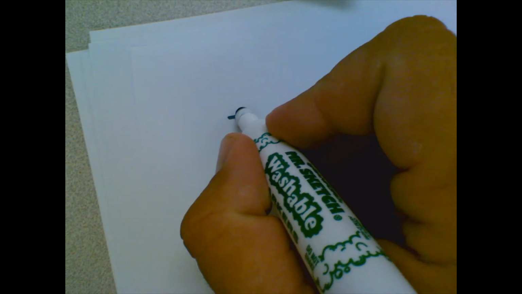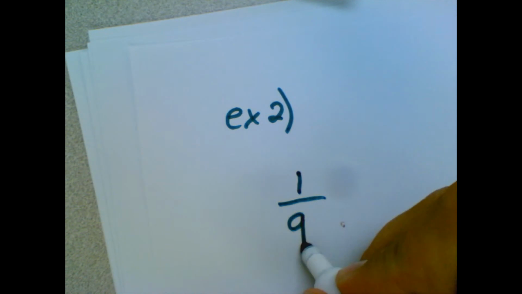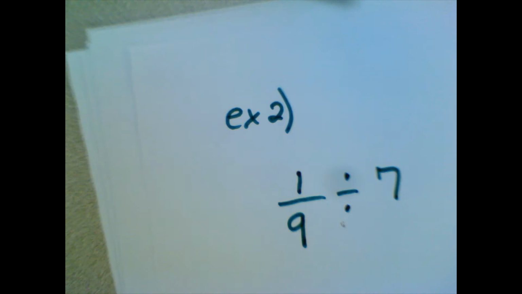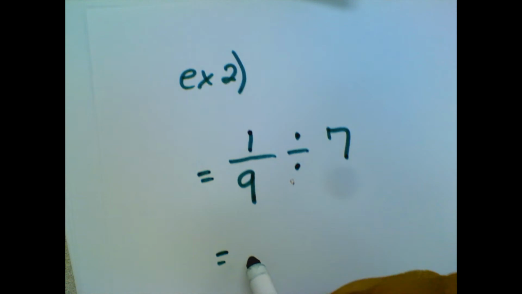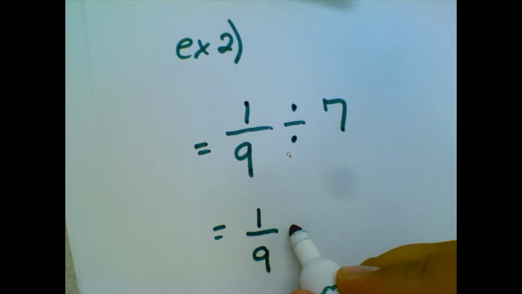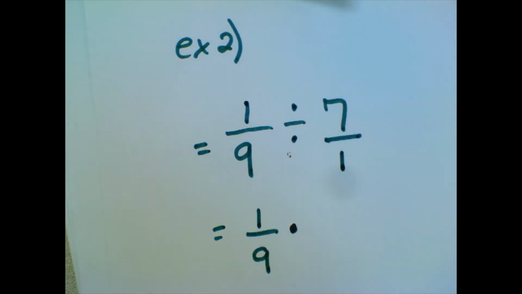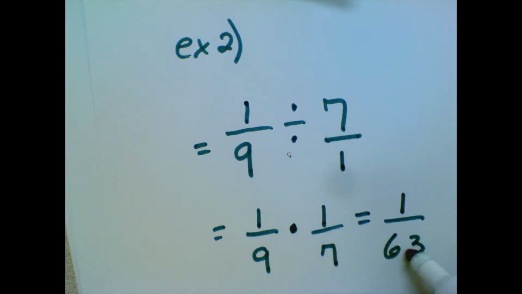Okay, let's try one more. Let's try 1/9 divided by, let's do a whole number this time, 7. So the rule is change it to multiplication. We leave the first fraction alone, and we're going to find the reciprocal of the second fraction. Remember, whole numbers can be written as fractions by putting it over 1. So if I flip 7 over 1, I get 1/7. That's the reciprocal. And now it's a multiplication problem. So our solution would be 1/63.